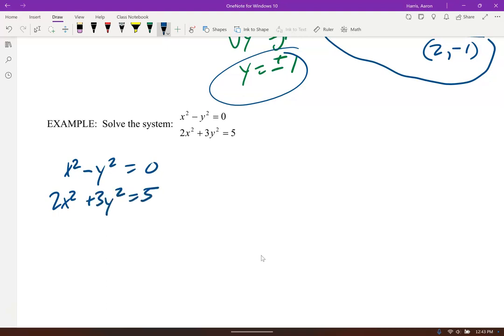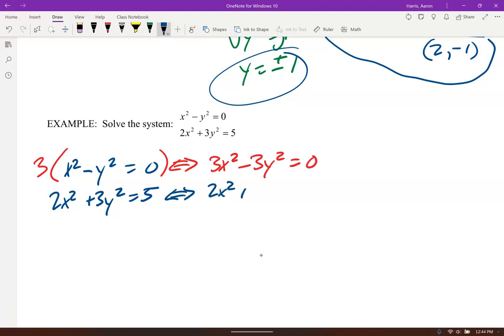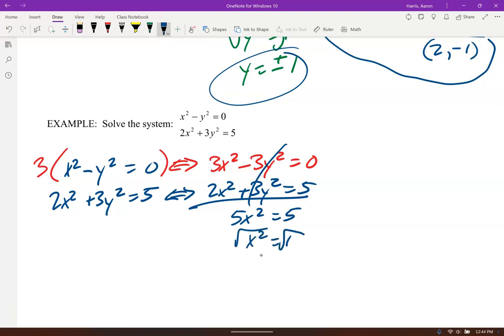And let's go ahead and get rid of the y's. So the bottom is 3y squared, the top is -y squared. I just got to multiply this by 3, and then I'll eliminate the y variable. Notice that's gone. So now we have 5x squared equals 5. Divide by 5 on both sides. Square root. So x could be plus or minus 1 on this.